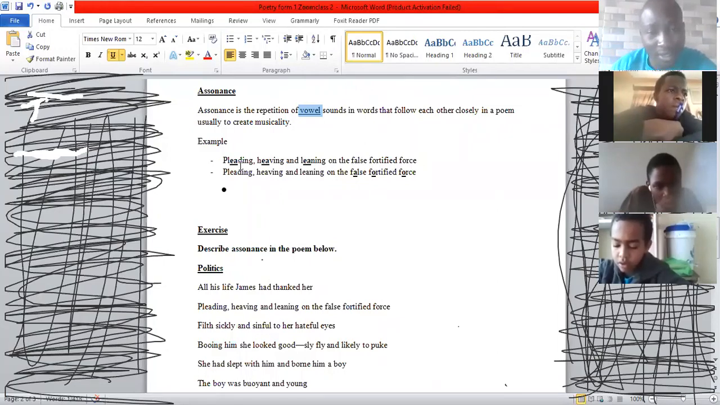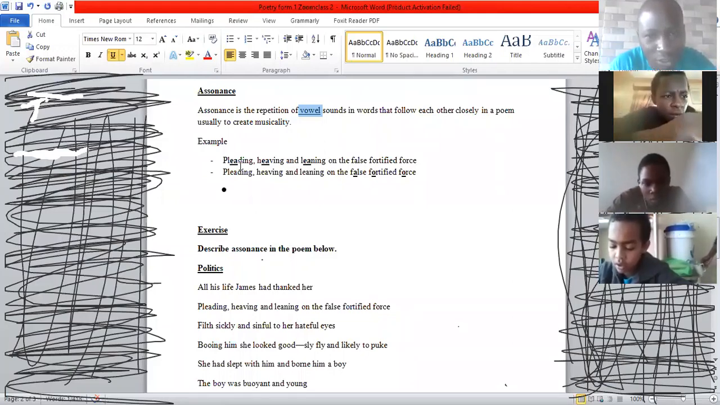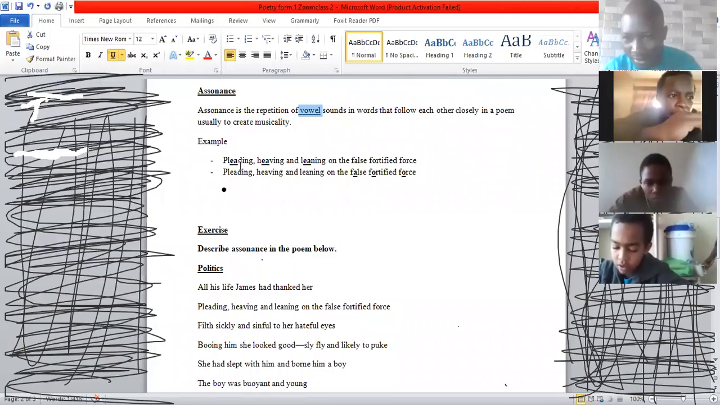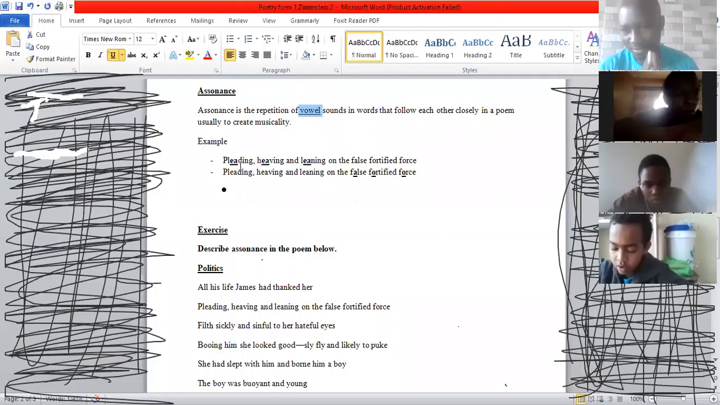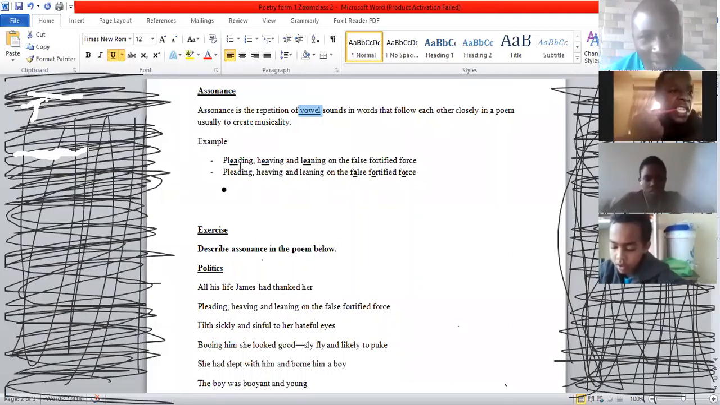Assuming that these are lines in a poem, actually they are lines in the following poem: pleading, heaving, leaning on the false, fortified force. And here we are looking at E and A. Together, they are forming the long vowel sound E, where we say pleading, not "plead", heave, lean. So pleading, leaning, heaving on the false, fortified force.